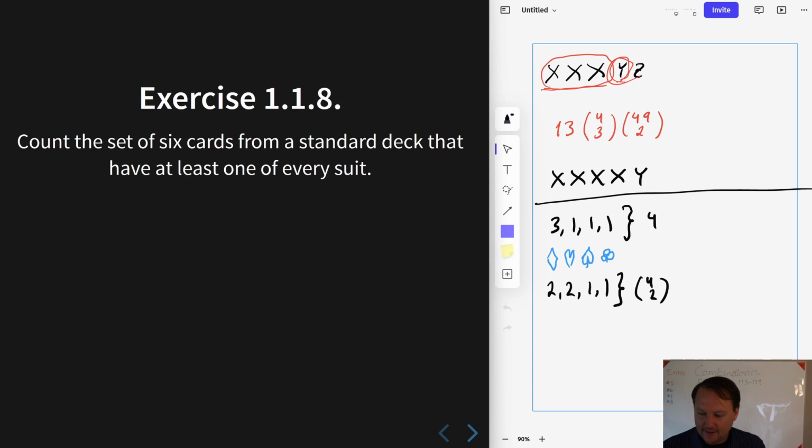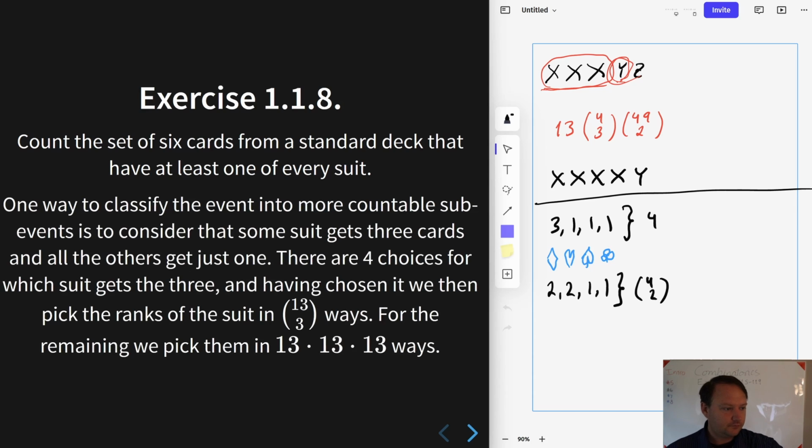And so next we want to count how many ways we could choose the face value. Let's go back to this and ask, how many ways could we give the triple face values? Well, there are 13 face values and I want to choose 3 of them to go to this card.